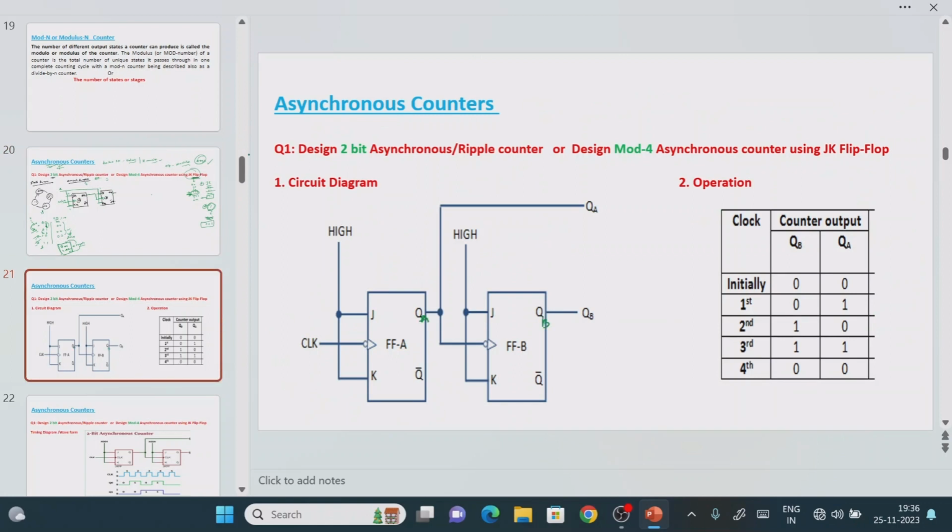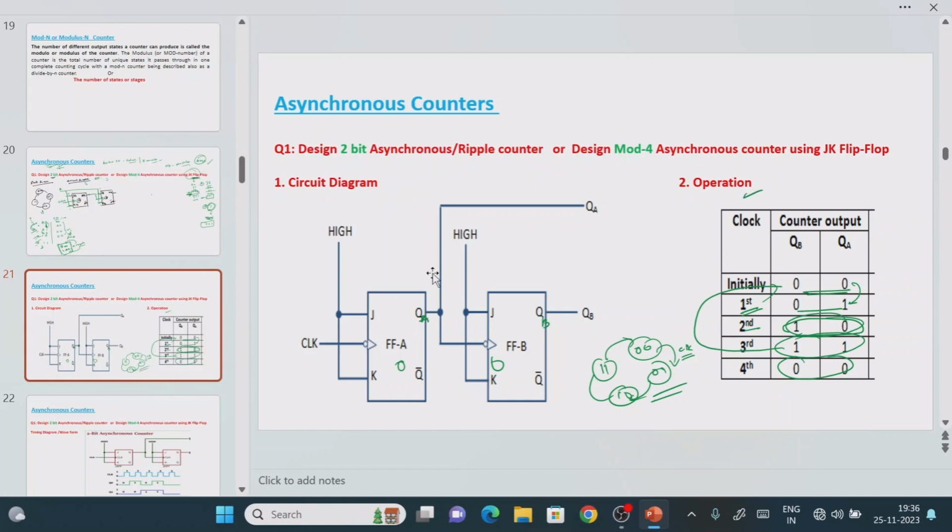Now see what the initial count value is, or what value is stored in the flip-flops: 0, 0. As I said in the state diagram, if you want to go from 0 0 to 0 1, we need to apply the clock pulse, right? After applying the first clock pulse, the count will change from 00 to 01. After applying one more clock pulse, it will go from 01 to 10. After applying one more clock pulse, it will go from 10 to 11. After applying the final clock pulse, it will return to the initial position. So this is the operation of the asynchronous counter.